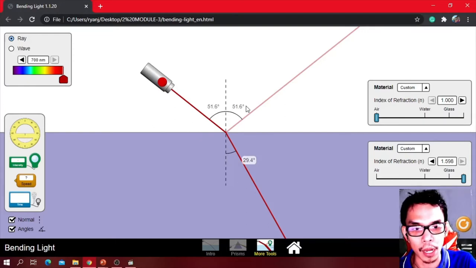By the way, this is a simulation coming from PhET, an interactive simulation.